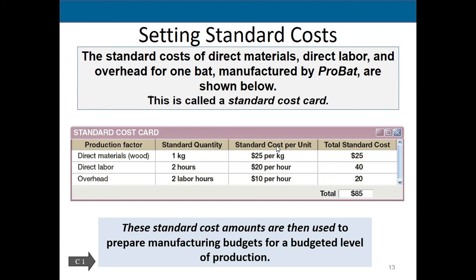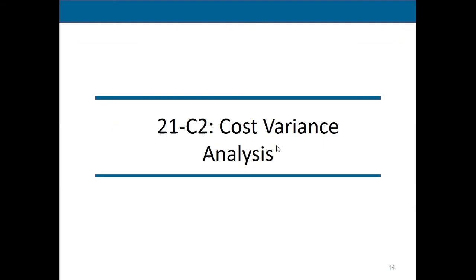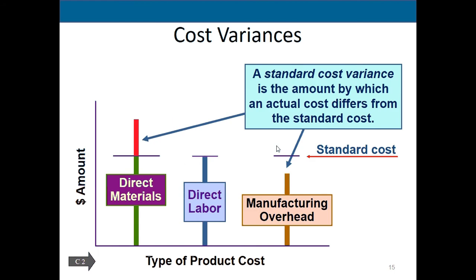All right. So these standard cost amounts we use to prepare our manufacturing budget for whatever production level. So when we start talking about cost variances, the standard cost variance is the amount at which actual cost differs from standard cost. If our standard cost is here and our actual is up here, it's unfavorable. This is right on target, and this one's kind of weird because you would think this would be favorable, but we're going to have to think a little bit about that as we approach it.